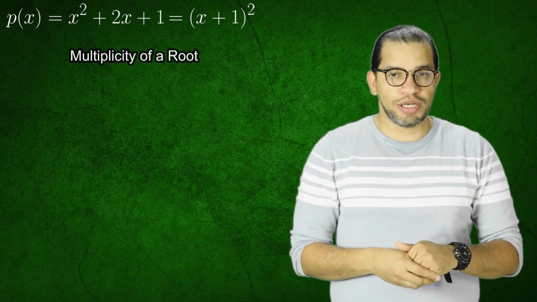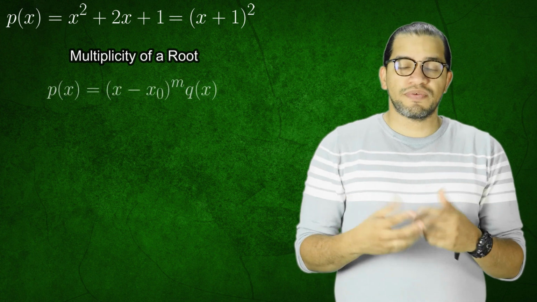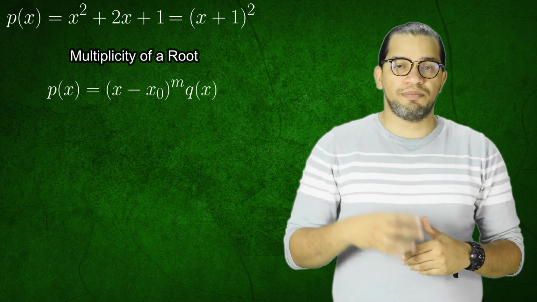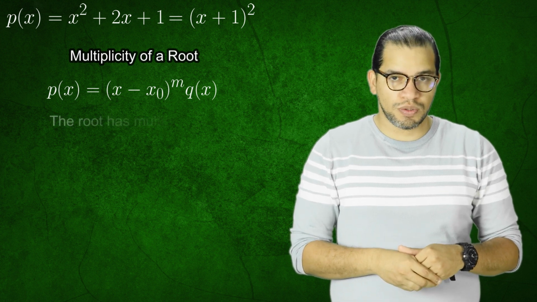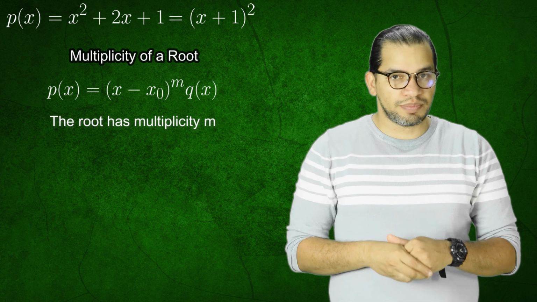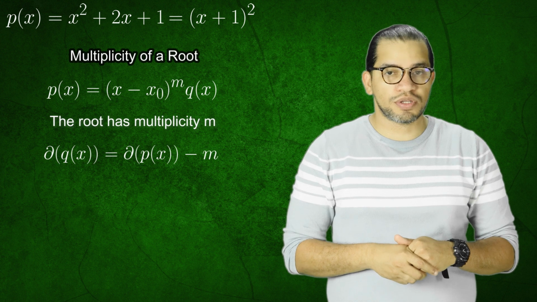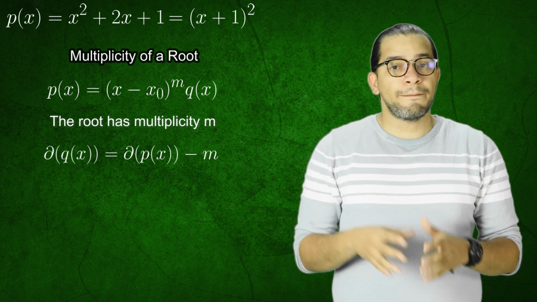Now, every time a polynomial p of x has a root x null such that p of x can be written as x minus x null to the power of m times another polynomial q of x, then we say that x null is a root of multiplicity m. And the degree of the polynomial q of x is equal to the degree of the polynomial p of x minus m.